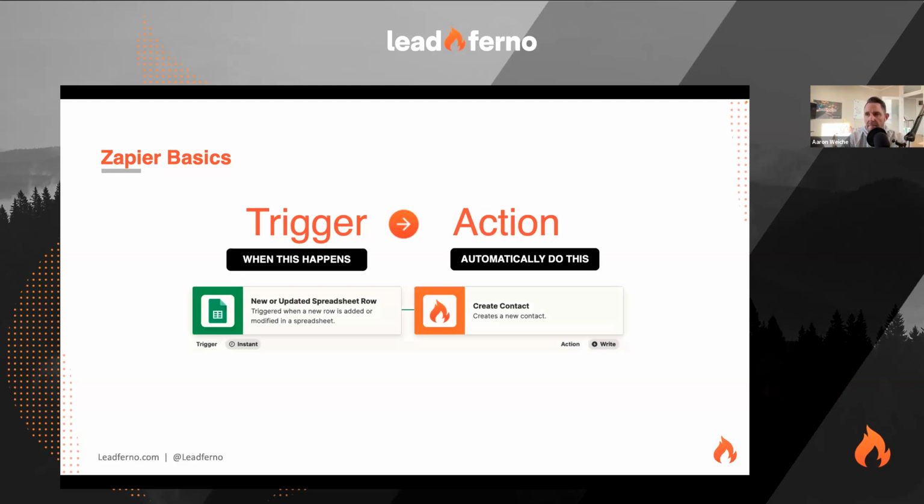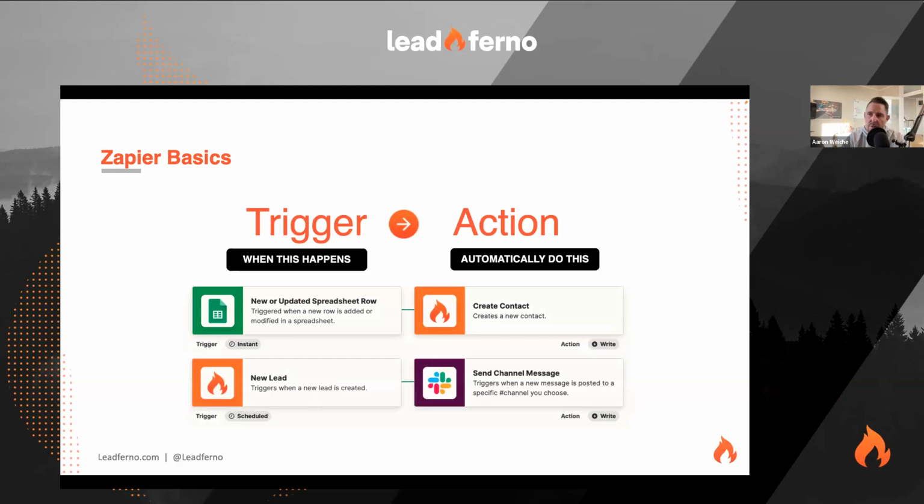Just a couple of quick examples. So one of these might be the trigger is when you update a row in a spreadsheet, it then will create that row. You're putting in contact information. It creates it as a new contact in Leadferno. So the trigger is in Google Sheets and the action is creating the contact in Leadferno. Another one might be when a new lead happens in Leadferno, that's the trigger, and that automatically triggers the action of sending a message in Slack that your team then realizes that there's a new lead or information around it that's out there.